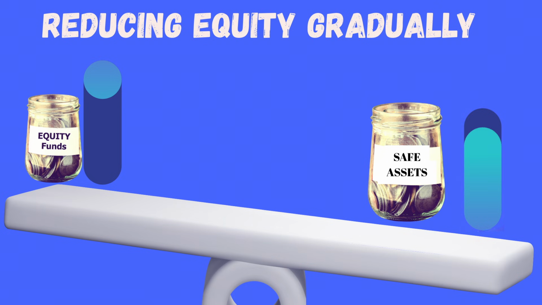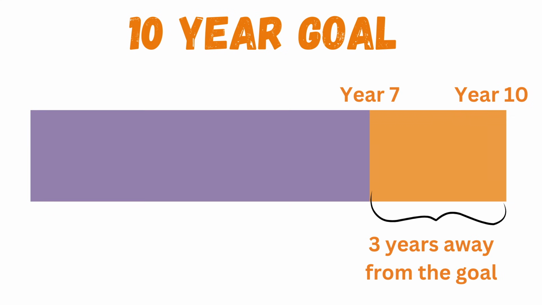So, what's the smarter way? By reducing equity exposure gradually, we can reduce portfolio volatility significantly as we go closer to the goal date. Let's assume you have been accumulating in SIPs for your 10-year goal. Now, the goal is 3 years away. Instead of exiting in one day, you can spread your exit over 2 to 3 years.